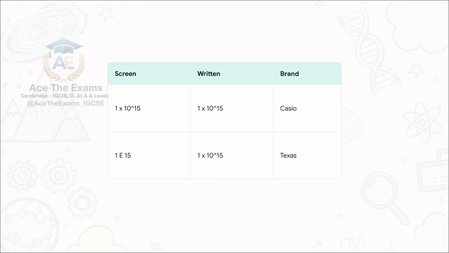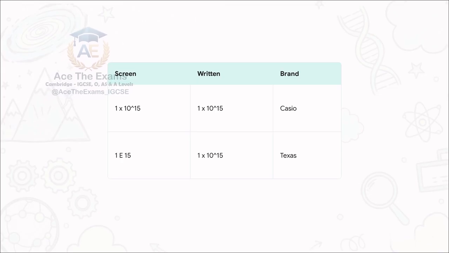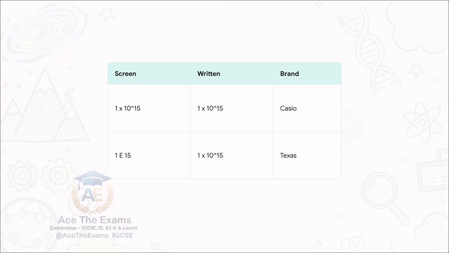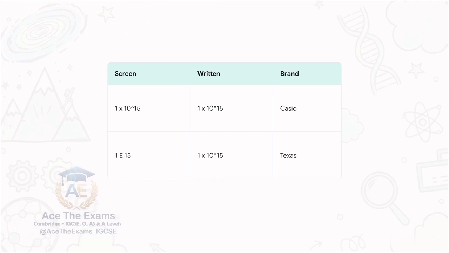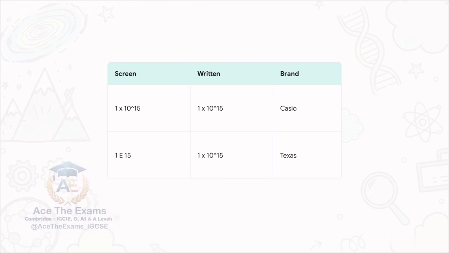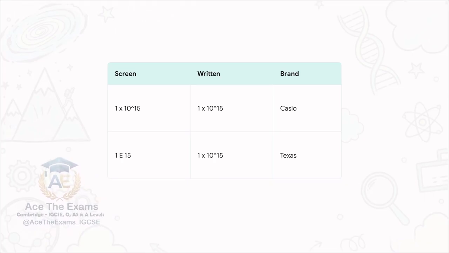Please listen to me very carefully here, as this is a massive exam strategy tip. Never, ever write 1E15 on your actual written exam paper. The examiner will not accept it. That E is just calculator shorthand for times 10 to the power of. You must always translate that digital display back into proper mathematical notation, 1 times 10 to the power of 15.